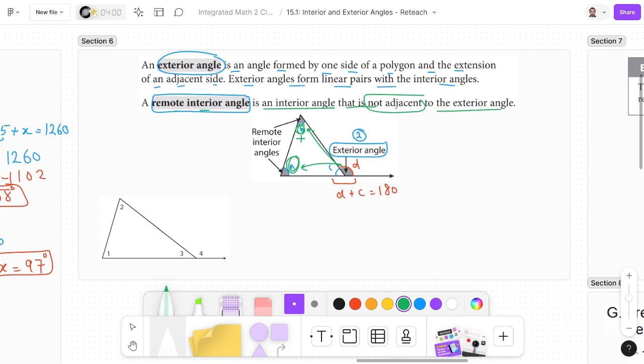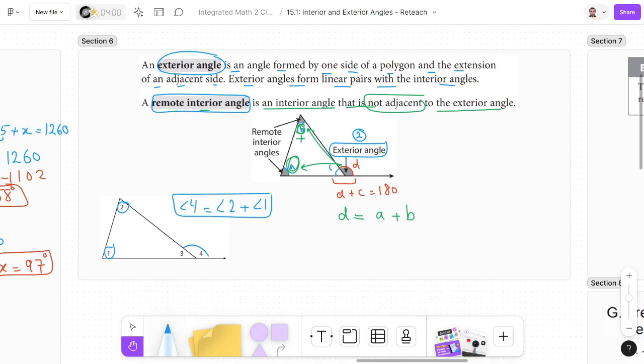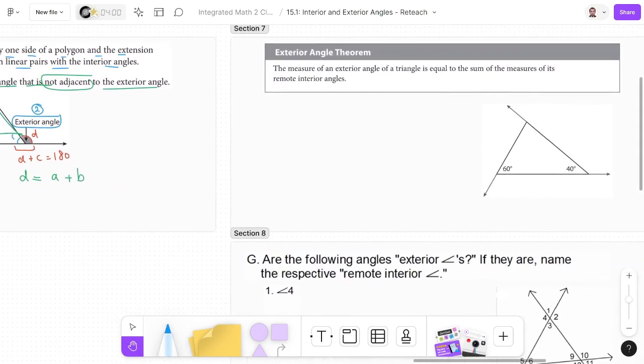This means the exterior angle D is equal to the summation of A and B. So A plus B is equal to D. Now, look at this example. Let's say this is angle 4. How can I know angle 4? Angle 4 is equal to angle 2 plus angle 1. So the exterior angle can always be found by the summation of the two remote interior opposite angles.